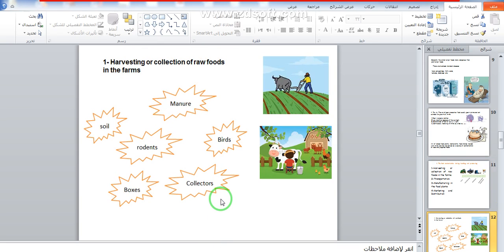During the first stage of harvesting or collection of raw foods in the farm, the food may be contaminated by soil, rodents, manure, birds, collectors, boxes.